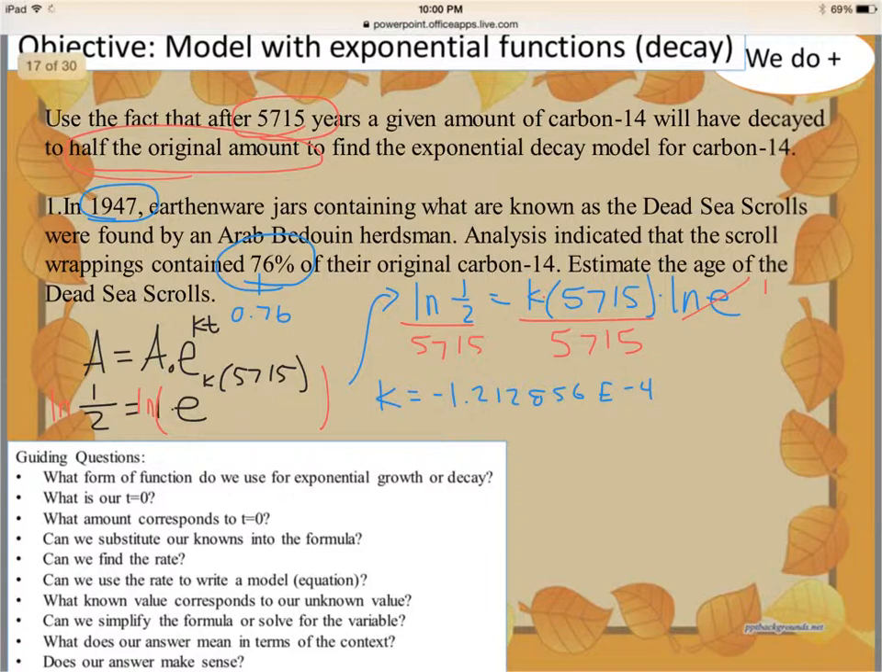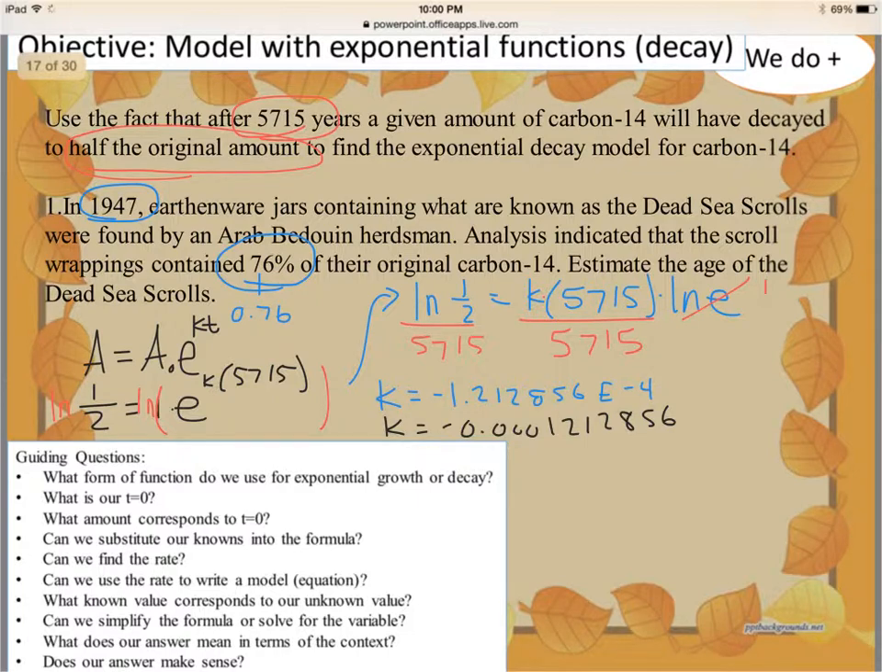So what does that mean? Well, that is in scientific notation. So what that really means is I need to move the decimal place 4 times. So I still have that negative 1, 2, 1, 2, 8, 5, 6. And I'm probably going to end up rounding that a little bit later on when I use it in my equation because I have a lot of decimals there.